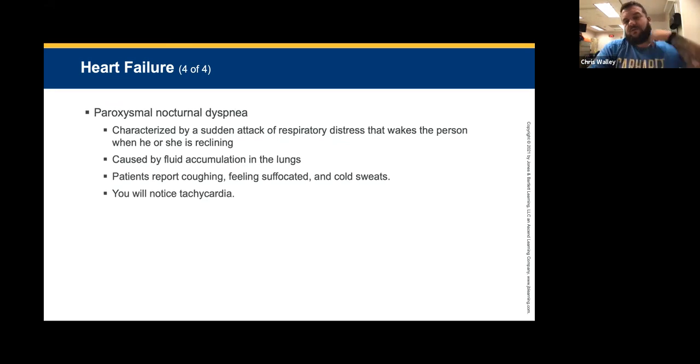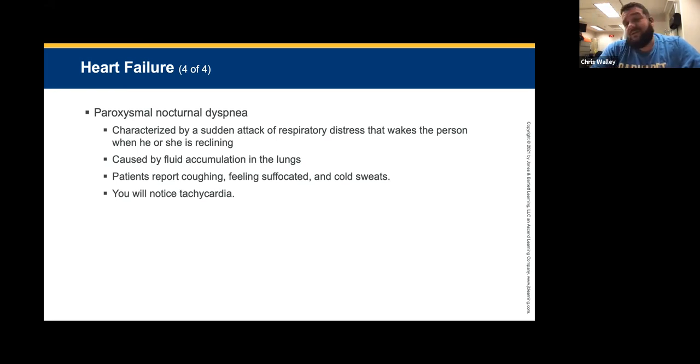Paroxysmal nocturnal dyspnea is characterized by a sudden attack of respiratory distress that awakes the person at night when he or she is resting. So what you may see are these patients that sleep in their chairs. If they sleep at a 45 or sleep sitting straight up, that's because they feel like they're drowning. Some signs and symptoms to look out for is that coughing, and it sounds really wet. They complain of suffocation. They have cold sweats and tachycardia. So their pulse rate is accelerated well into the hundreds.